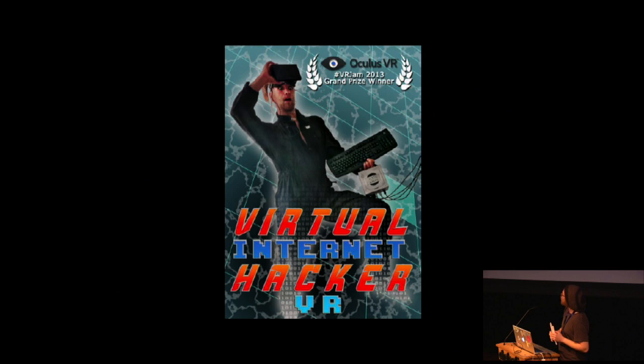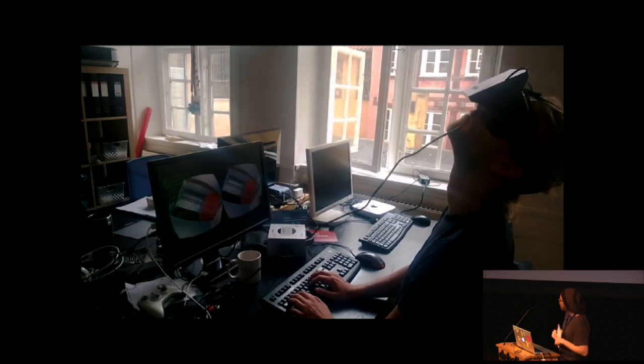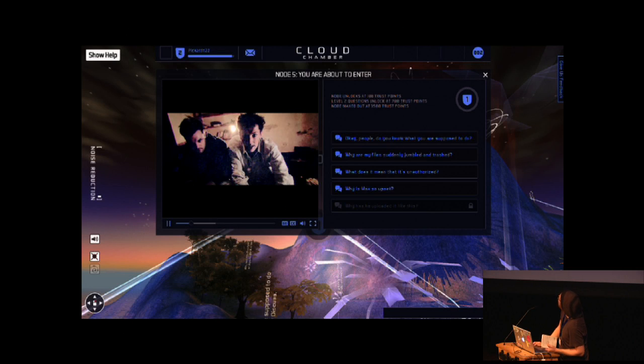Then we made this one, which is not a commercial game, but an entrant in the VR Jam from last year, which was sponsored by Oculus, and which we won, I think mainly because of the silly poster here. It is a game where you get to look like this while playing, and then you can enter any URL and hack a website inside the VR glasses like everyone imagined hacking to be in the 90s, right?